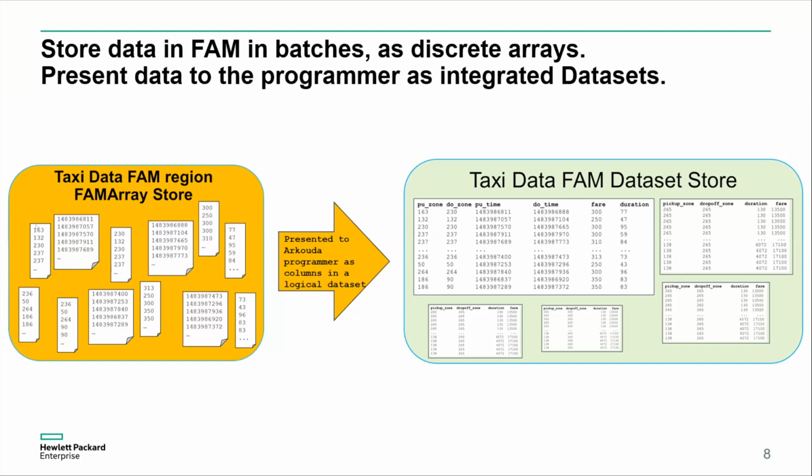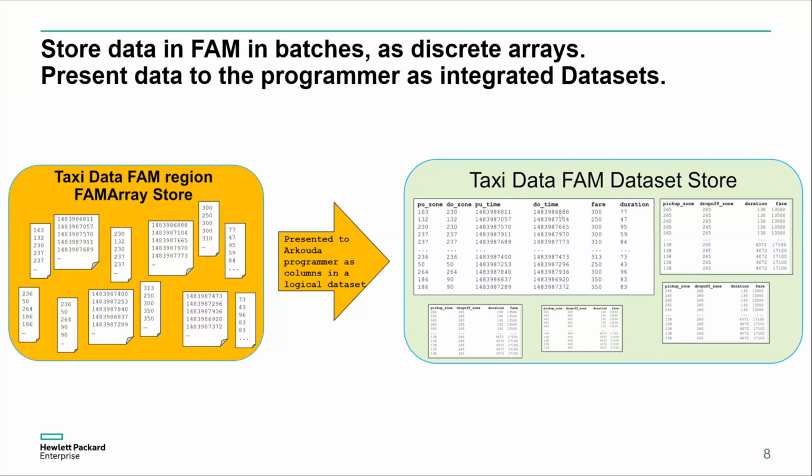So this might be the pickup zones from batch zero, and this could be the pickup zones from batch one, and this could be the drop-off zones from batch zero, and this could be the drop-off zones from batch one. And we have the times that the pickups and drop-offs happened, and the fares. We ingest the data in batches, store it in batches, and work with it in batches, but the FAM dataset store presents this data to the Python user as a set of integrated data sets.